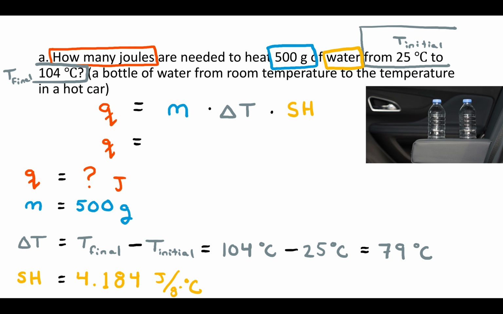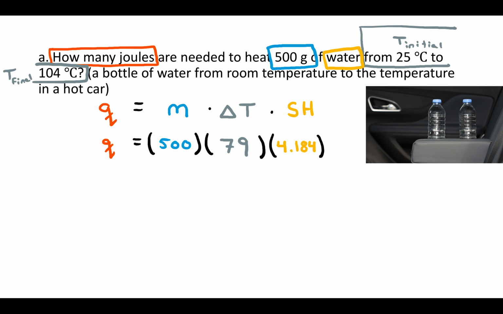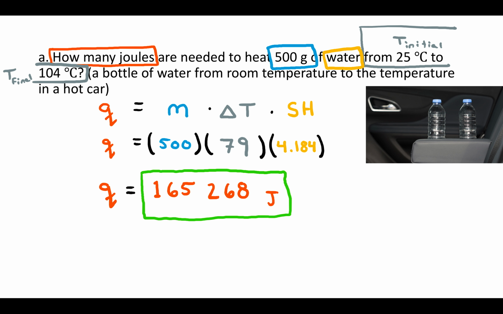So Q is going to equal 500 times 79 times 4.184. If you plug all of that into a calculator and press enter, you will get 165,268 joules. And that is how many joules you'd need to heat up the water in a water bottle from room temperature to 104 degrees Celsius, about the temperature in a hot car.